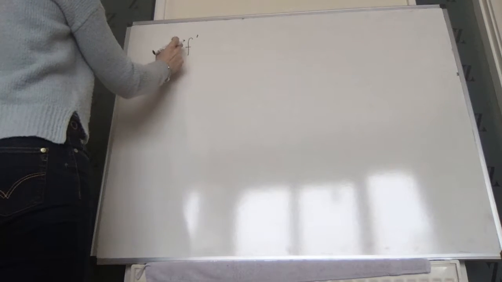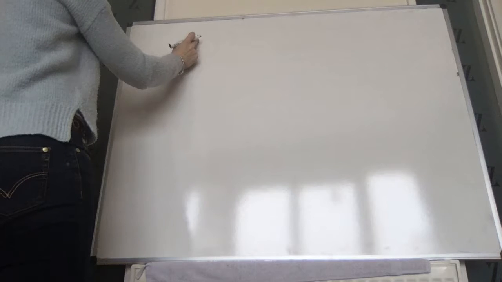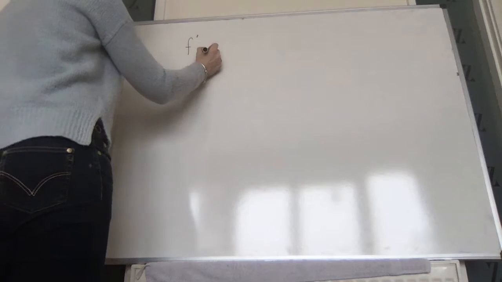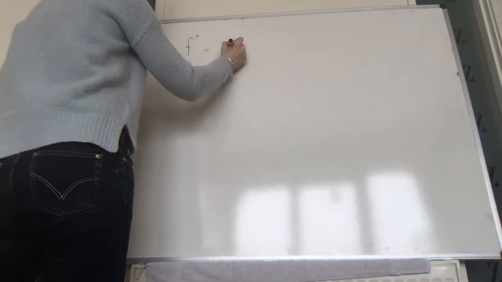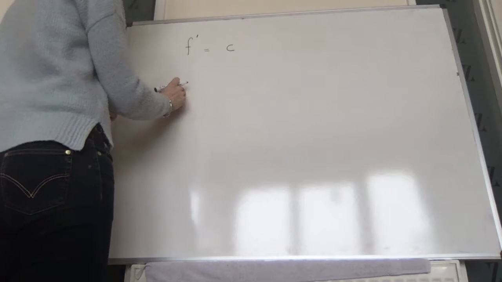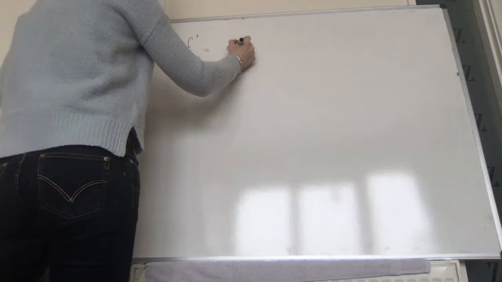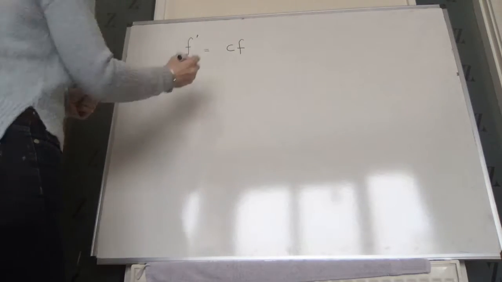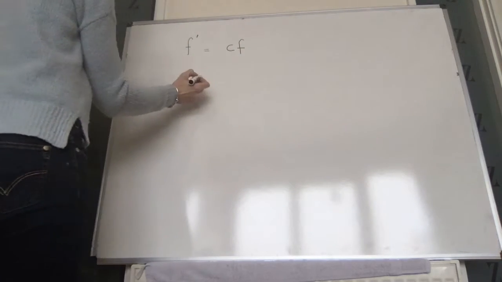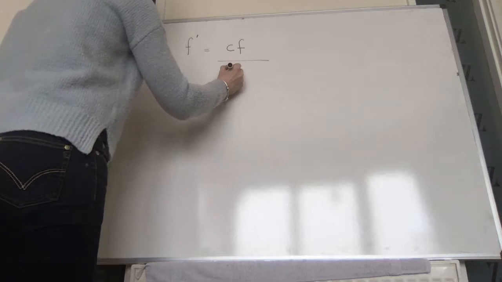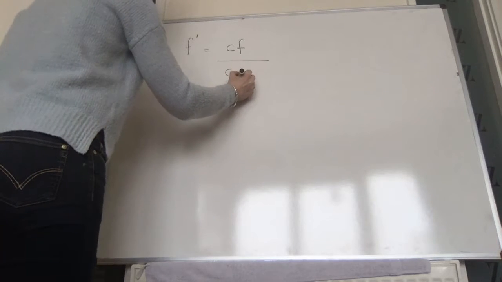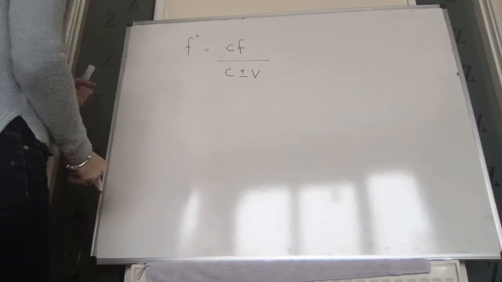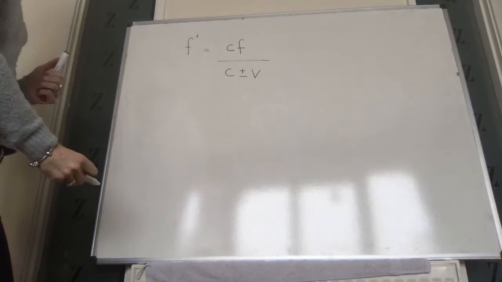So this is what the observer hears. That's not the actual frequency. That is equal to the speed of the wave multiplied by the frequency of the wave. Now that's the actual frequency of the wave divided by, and in your log tables you're going to see a formula that has a C plus or minus V.